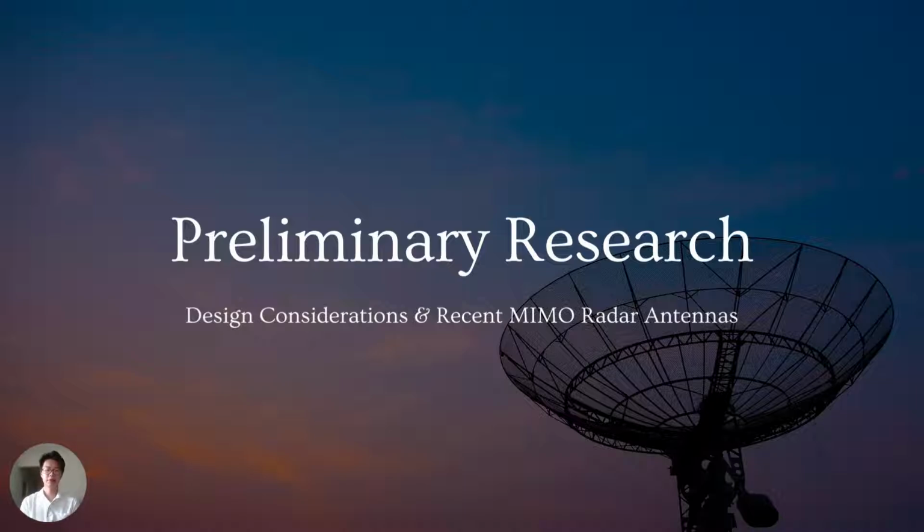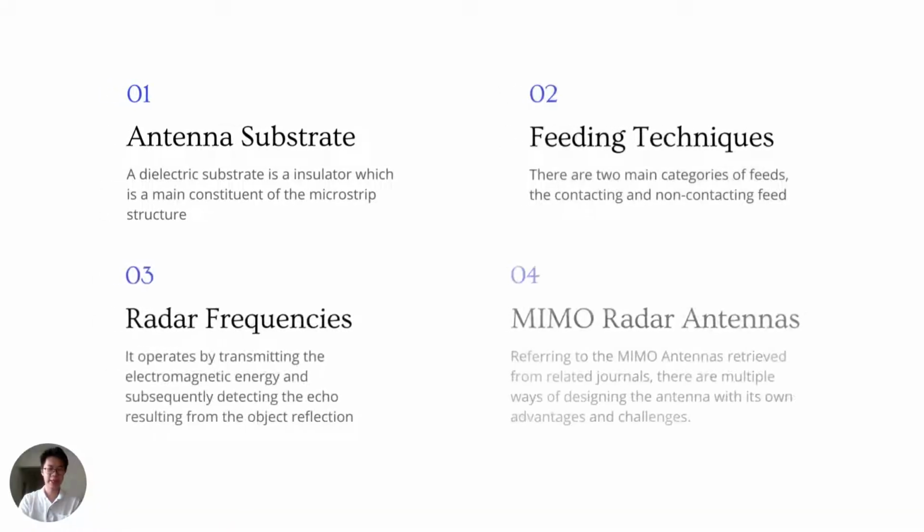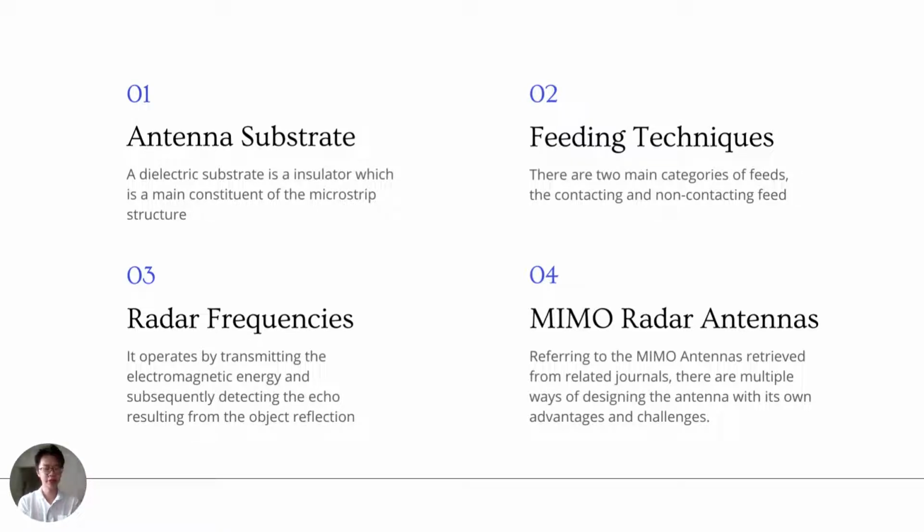So now we're done with the introduction, we'll go on with the preliminary research, the literature review. In the literature review, I focused on four main parts, which are the antenna substrate, the feeding techniques of the antenna, the radar frequencies, and the MIMO radar antennas.